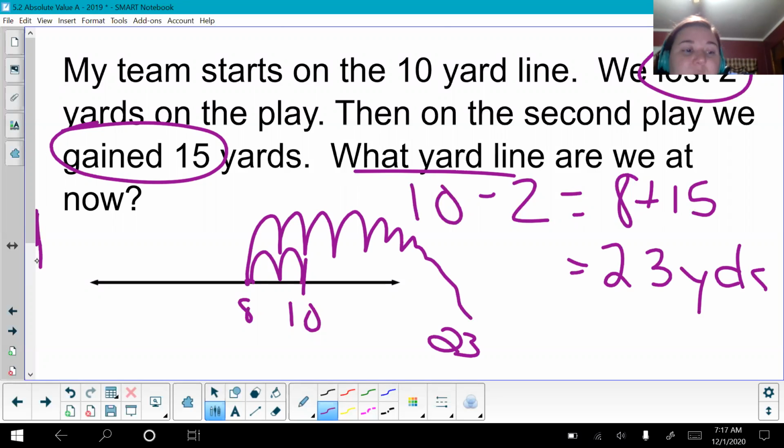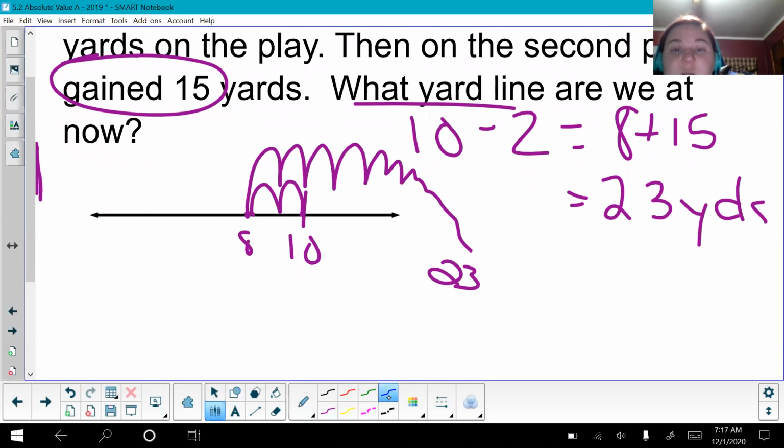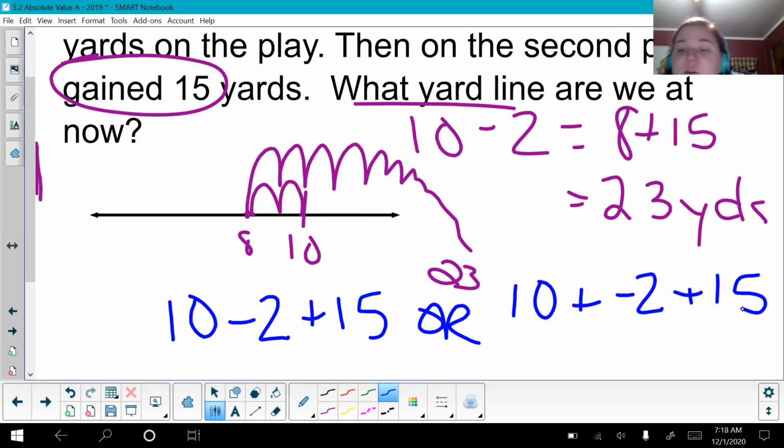Now, what would this look like as an expression? It's basically I was at 10, and then I lost 2 yards, and then I gained 15. That's what that would look like. Or sometimes kids write it like this. I have 10, and then I lost 2, and then I gained 15. You also could write it that way as well.